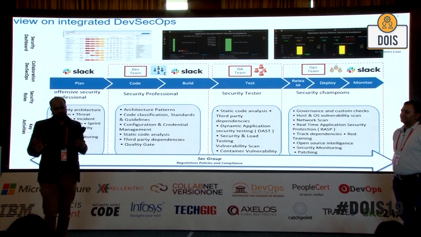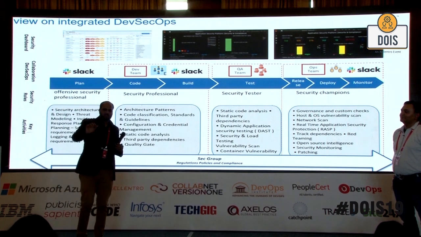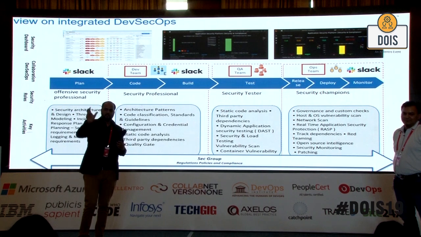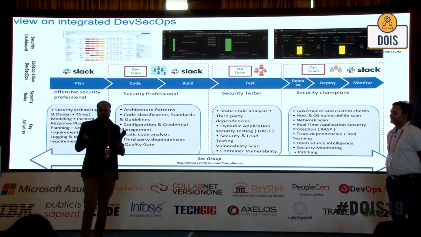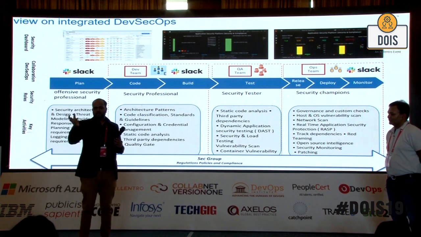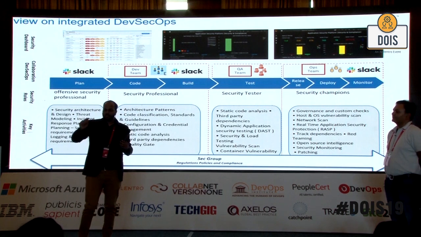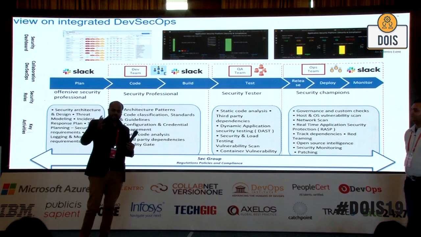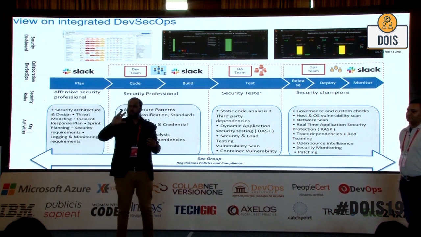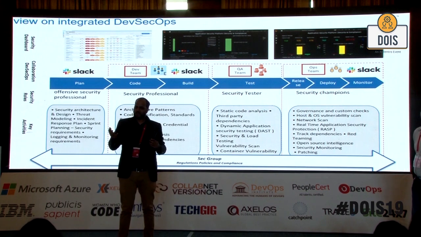SAST is a kind of white box security testing where your code is analyzed before the build. There you will get SQL injections and the OWASP Top 10 issues. DAST works in a different way: it goes through your URL scanning and API-based scanning. Both are different activities.